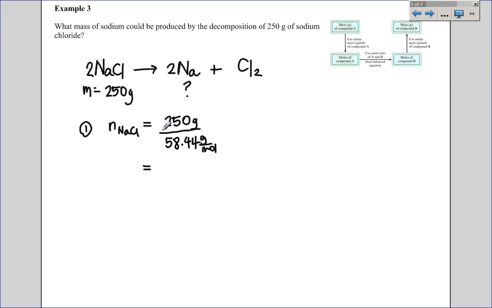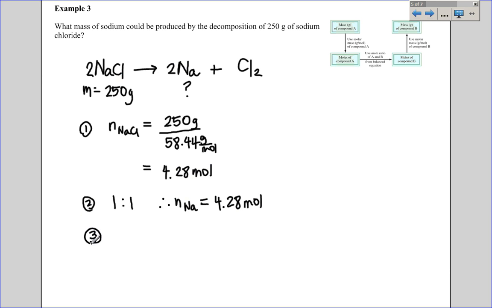You'll notice again that I didn't apply the 2. It's the sodium plus the chlorine, which gives me the 58.44. This gives me 4.28 moles of sodium chloride. Step 2 is to apply the ratio. In this case, the ratio is 2 to 2, which is 1 to 1. Therefore, the moles of sodium is equal to 4.28.